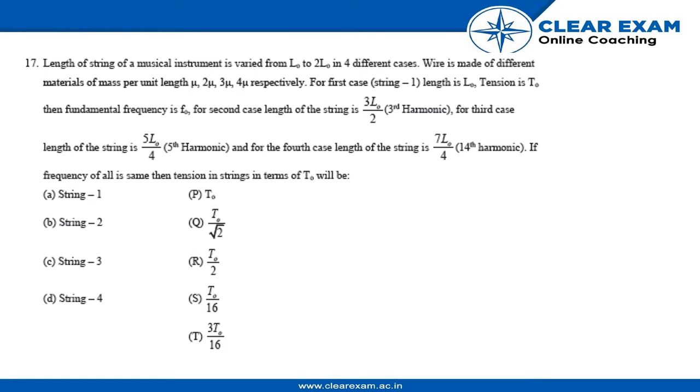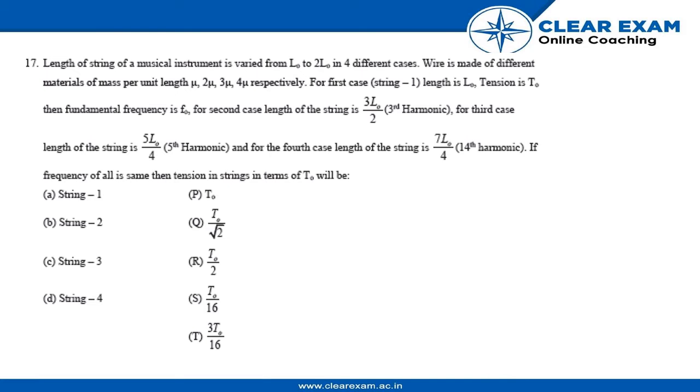Hello everyone. So the question says, let the length of a string of a musical instrument be varied from L0 to 2L0 in four different cases. The wire is made of different materials of mass per unit length, that is mu, 2 mu, 3 mu and 4 mu respectively.